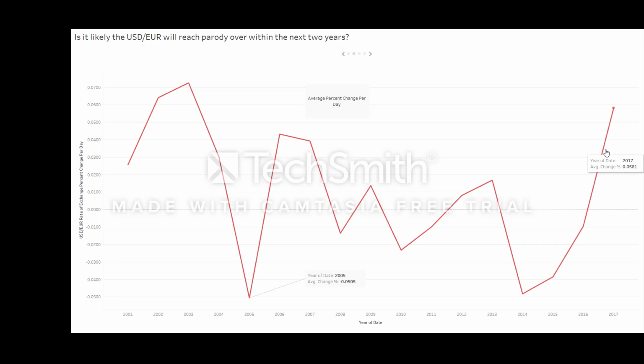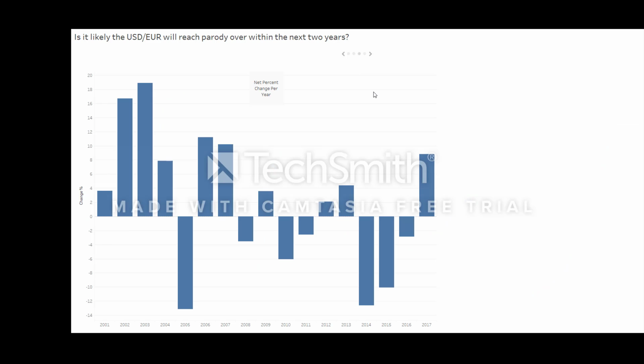The foreign exchange markets are far less volatile than, let's say, the stock market or commodities. As you can see, there's not very much change that goes on day to day, or anything too crazy. But moving on to this next graph, we can see the net percent change per year. Years like 2002, 2003, 2005, 2014, we've seen either the greatest positive or negative net percent change throughout the year, meaning the dollar either gained a lot or lost a lot.